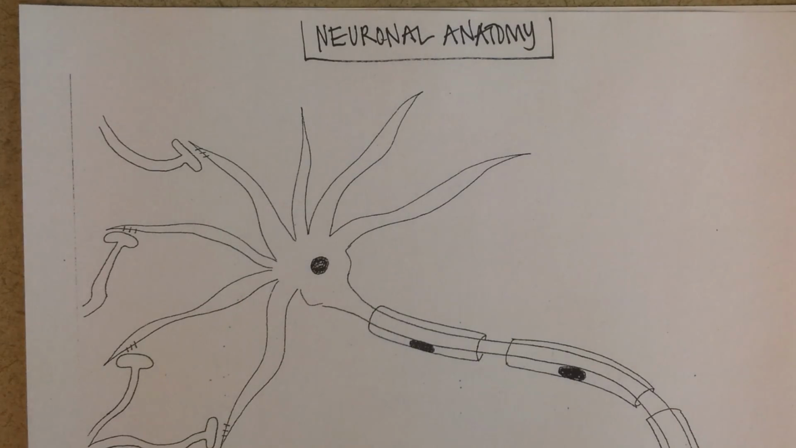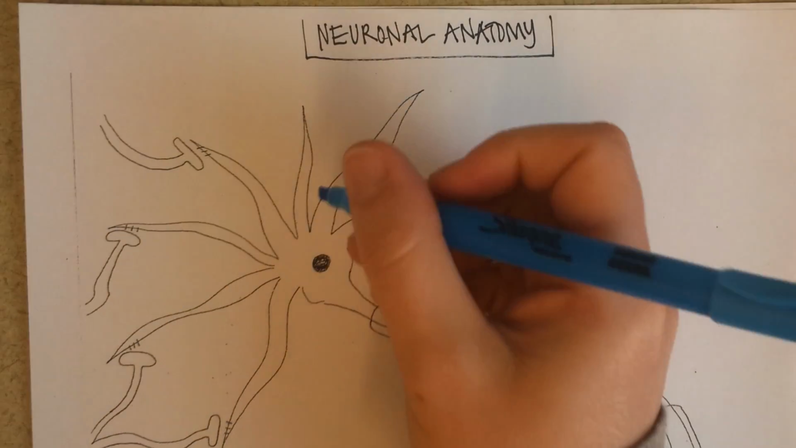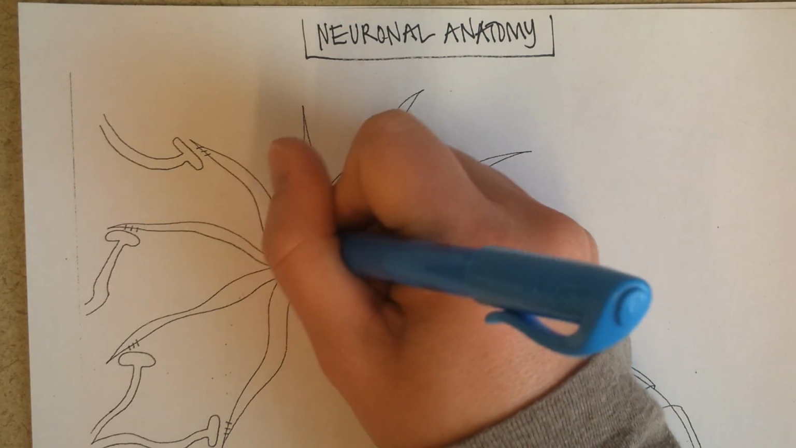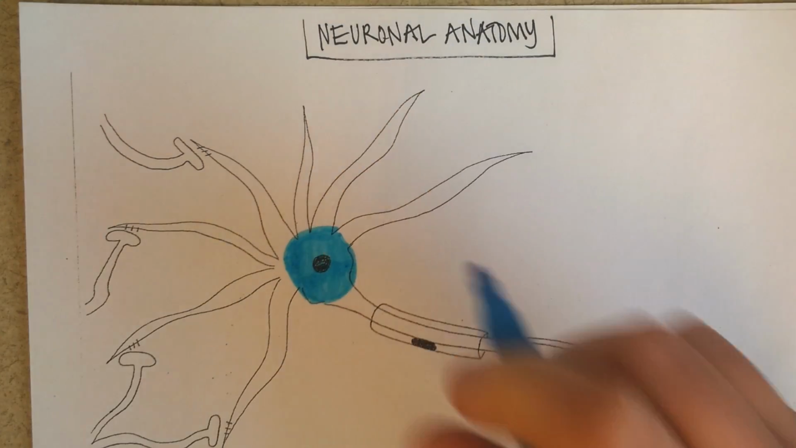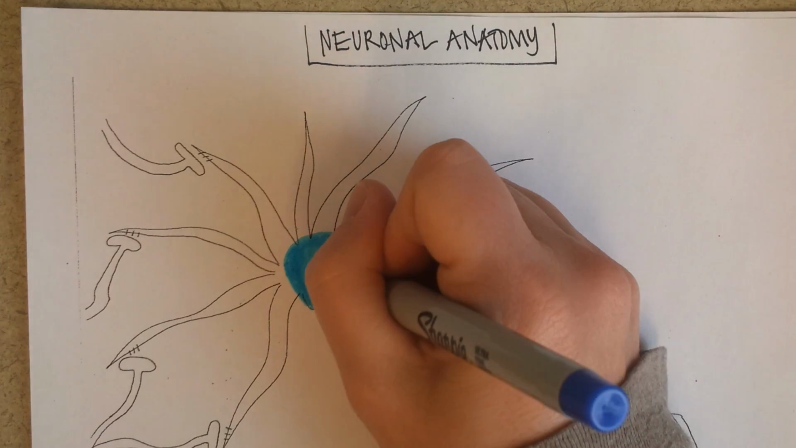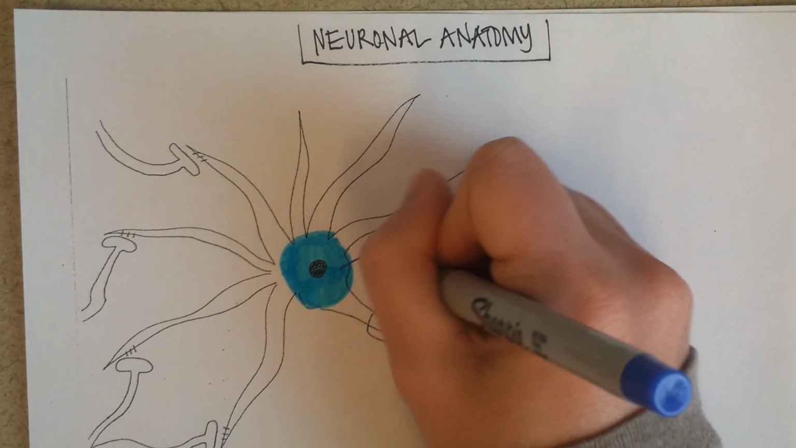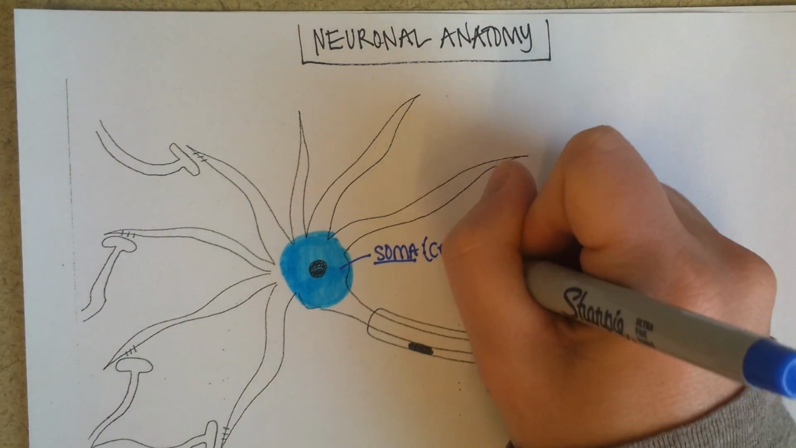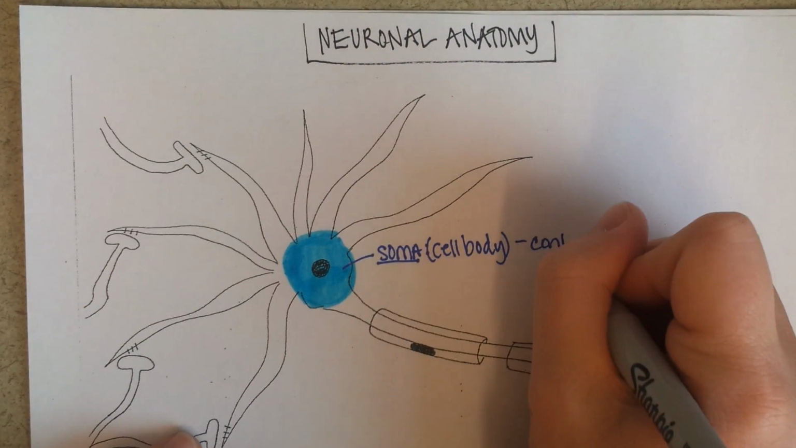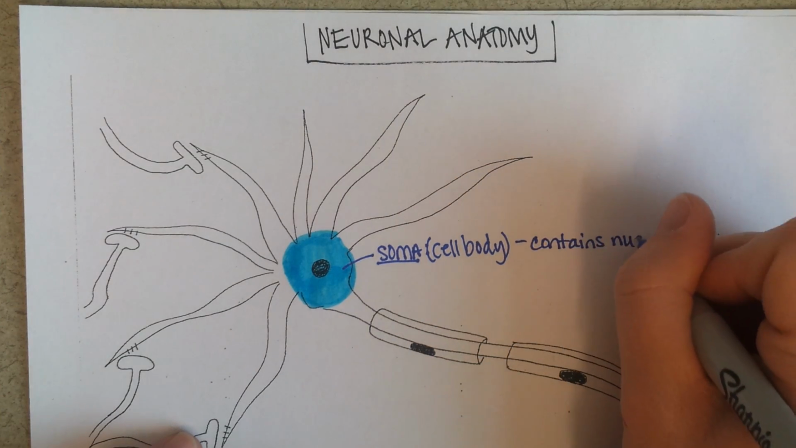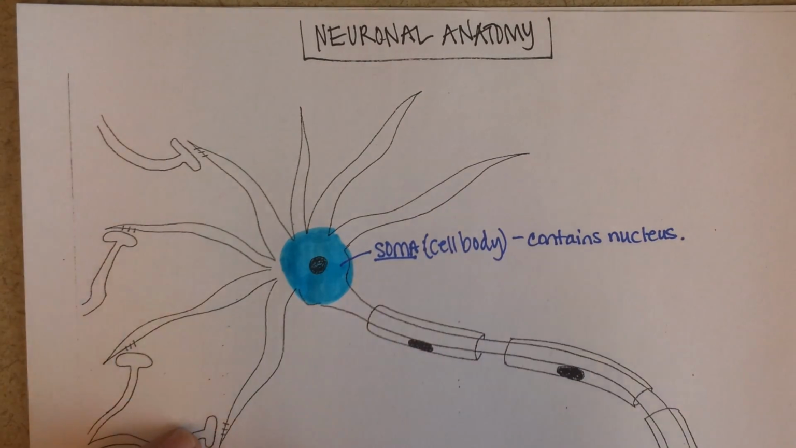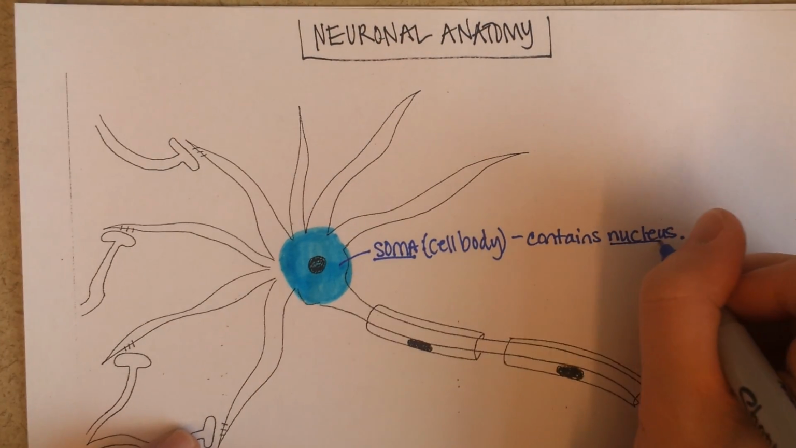We can start with the soma, or the cell body, because this is the part that will be familiar to you from general biology. You can see that this is where the nucleus is. Actually, let's use a blue pen. So the soma, or the cell body, it contains the nucleus, and you may remember that the nucleus has DNA, right?